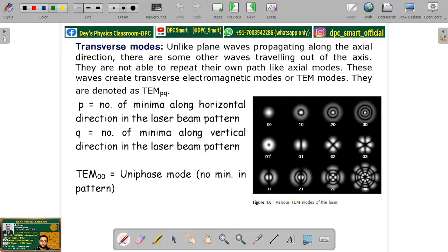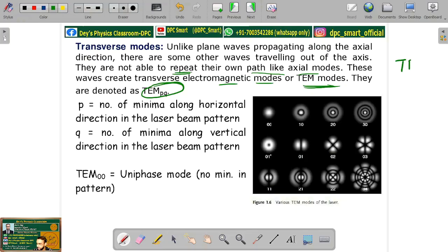Unlike plane wave propagation within the optical cavity, along the axial or longitudinal direction of the optical cavity, there are some other modes also traveling within the cavity, which are out of the axis. That means they are not along the axis of the optical resonator, they are off the axis, and those modes are not able to repeat their own path like axial modes. So in case of a transverse mode, the path length of the modes cannot be repeated. So these waves create transverse electromagnetic modes or TEM modes.